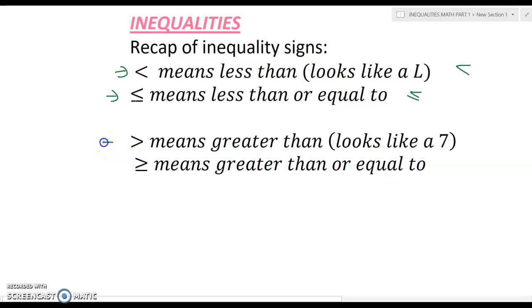The third one means greater than, and it looks like a tilted 7. Again, once you have the line underneath it, that's where the "or equal to" part comes from. So the first one is less than, then less than or equal to, then greater than, and then greater than or equal to. Things you would have known from before.